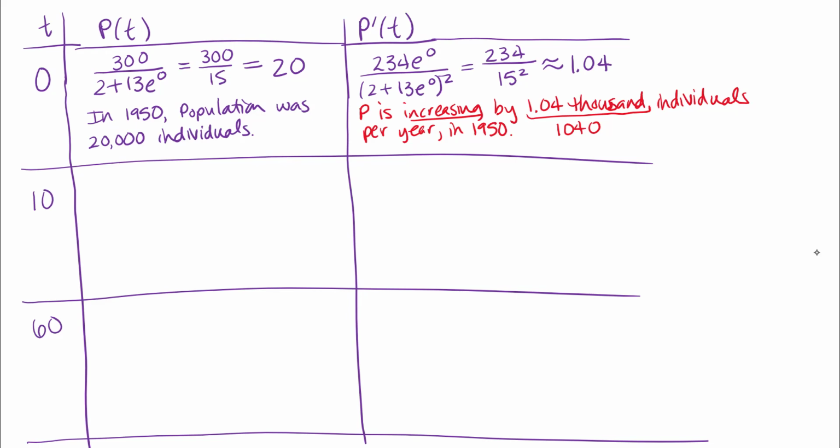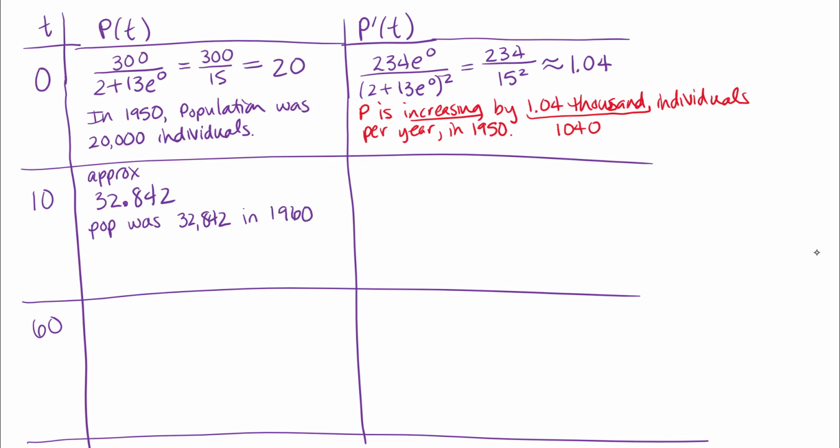Okay, so for these others, I'm not going to write out the plugging the number into the formula. We'll just look at the result that we get. So p of 10 is, these are all going to be approximately 32.842 when you plug t equals 10 into the original p function. So again, the original function gives us a population, and this is in thousands of individuals, so 32.842 thousand, or 32,842 individuals when t equals 10, which was in 1960.